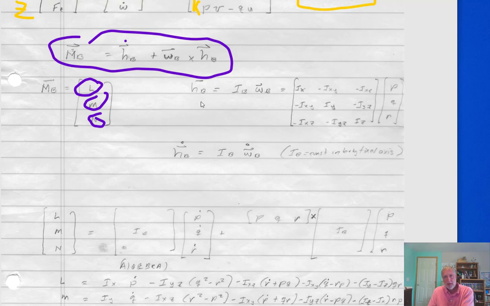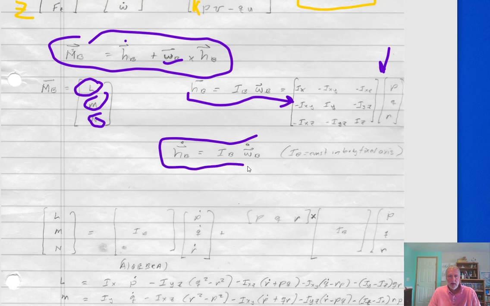This is the hard one to calculate. It's the omega cross h, because h is this thing, which is this matrix times this vector. So you take this vector, multiply it through, and you get a column vector that has p times Ix, q times Ixy, and r times Ixz, and so on. So you get a vector there, and then you have to cross product it with omega up here. The other term's not too bad. We talked about this before, that HB dot is just IB omega dot, because I is constant in the body fixed axis system.